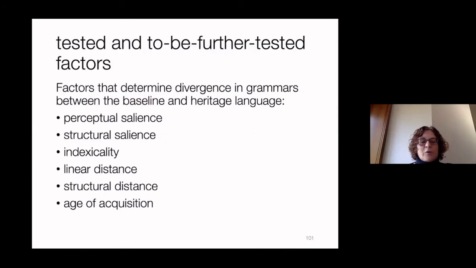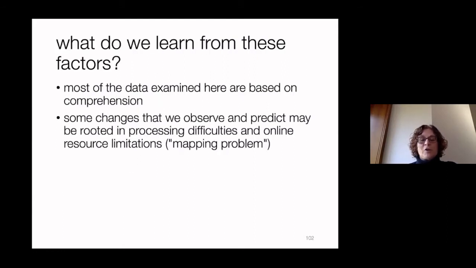I'm going to skip DOM and just go back to my list of factors, which I don't think is exhaustive, but the hope is that we could actually arrive at an exhaustive list. And that list includes perceptual salience and structural salience, indexicality, which is tense or determiners or demonstratives, linear and structural distance, and age of acquisition.